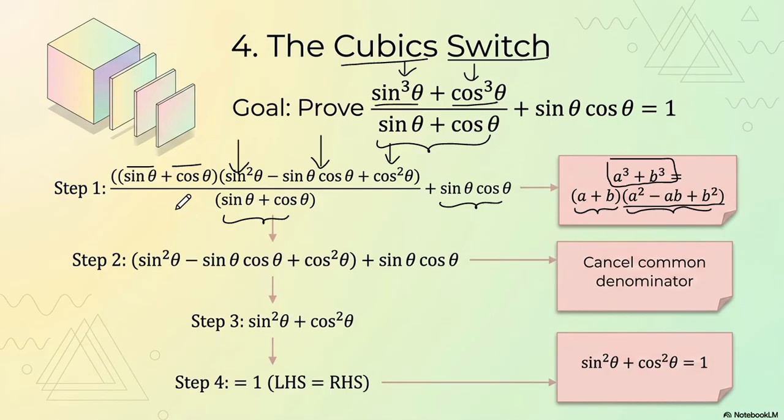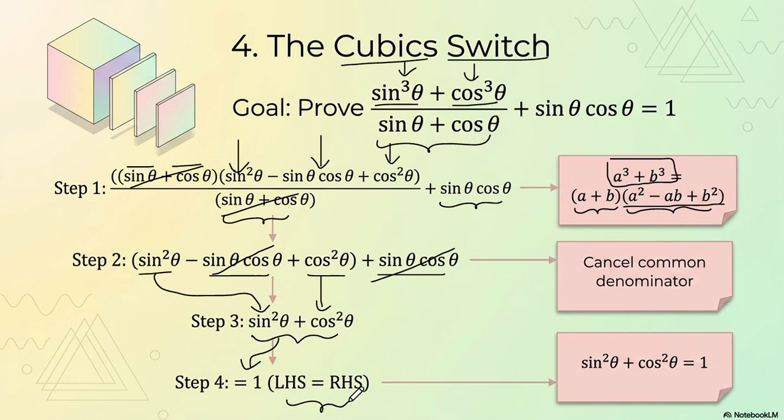After that, if we cancel out this sin theta plus cos theta, what will remain? In the numerator, sin square theta minus sin theta cos theta plus cos square theta, and the last term sin theta cos theta. So if we just open this bracket, this plus sin theta cos theta minus sin theta cos theta will get cancelled. So what will remain? sin square theta plus cos square theta. We know that sin square theta plus cos square theta is nothing but 1. So our proof is done here.